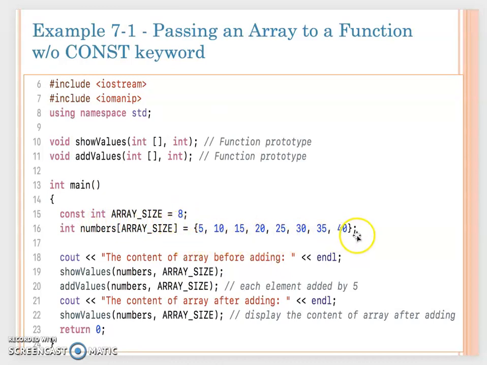I initialize that. So when I call show values the first time, it will display the content of the array before adding. But in line 20, I add the value. So it's still passing the numbers and array size. Then afterward, I call show values again. You will see all the data from before, after the add values function, have been updated by 5. Not sure? So that's why you need to pause the video and run your program 7.1 on Cloud9.